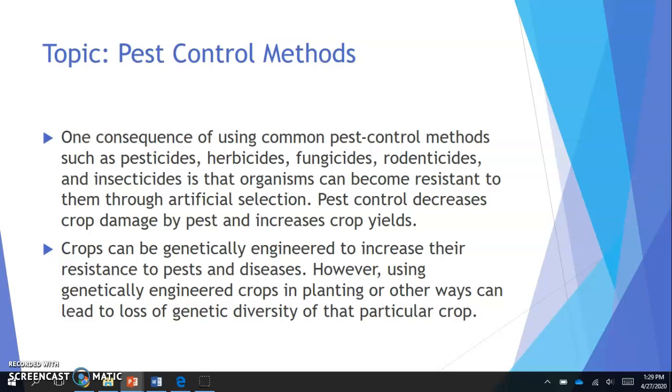agricultural crops. And then rodenticides, obviously we're going to be killing things like mice.